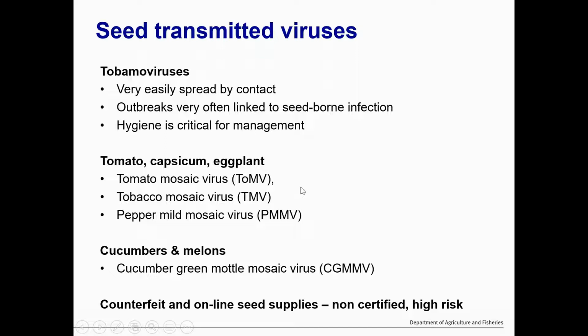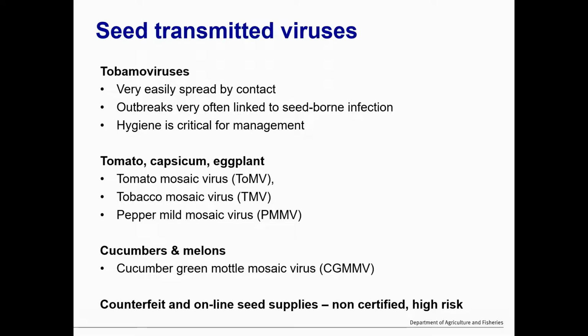There's a few that we have in tomato, capsicum and eggplant in Australia. And I think a lot of people are familiar with CGMMV, which has affected cucumbers and melons in Australia. I just want to make you aware that there have been incidents of counterfeit seed coming into Australia, packaged up in what looks to be authentic seed company packaging.